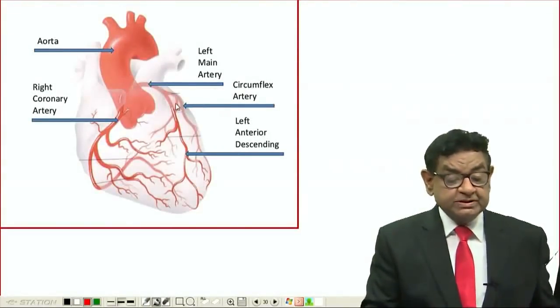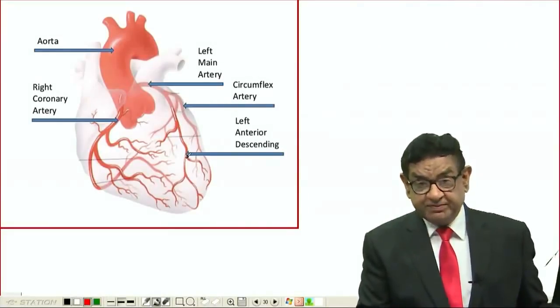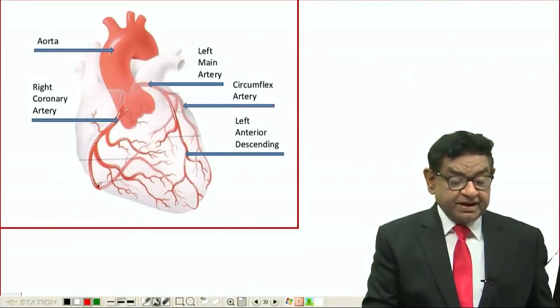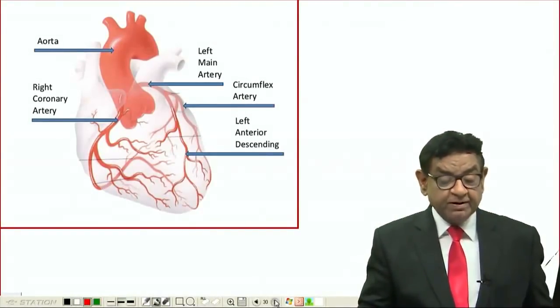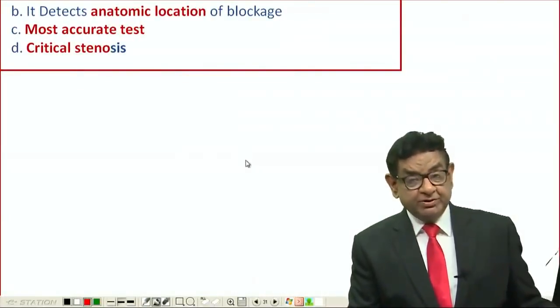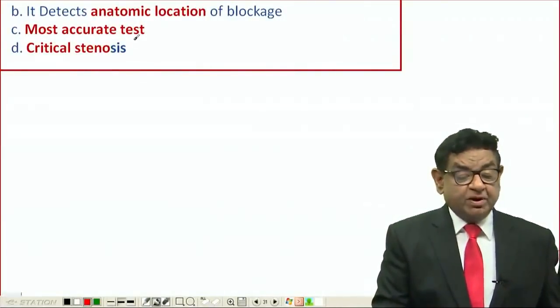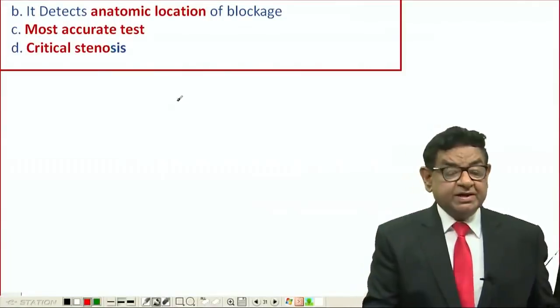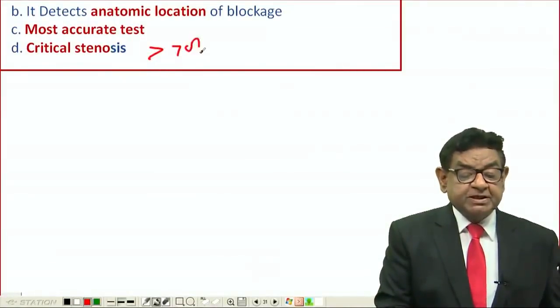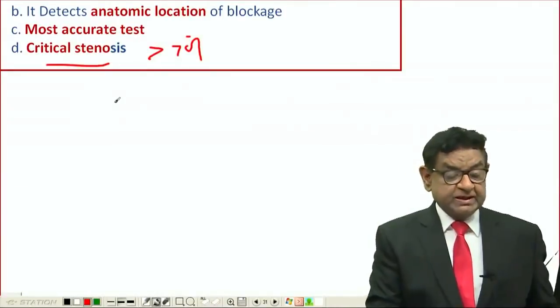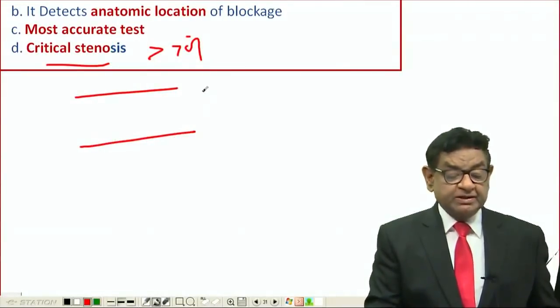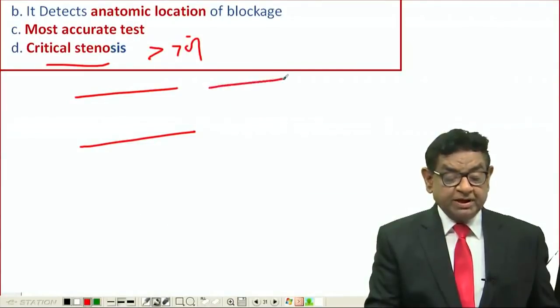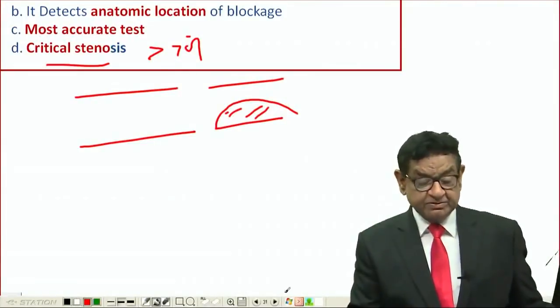Okay, so this is the left main stem. This goes into the circumflex artery and LAD, which I discussed previously, and this is the right coronary artery. It supplies the right ventricle as well as the inferior wall. So when we are doing angiography, we can see the direct anatomical location of the blockage. This is the most accurate test. And when the artery block is more than 70%, we call it critical stenosis. For example, this is a normal coronary artery, but if the artery blockage is up to 70%, then we call it critical stenosis.